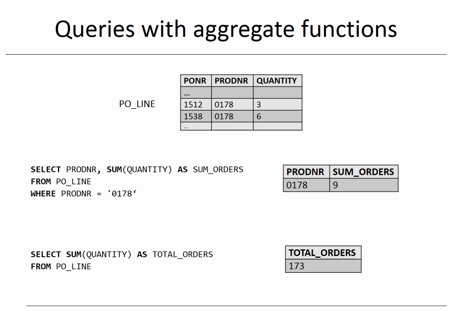The query SELECT product number, SUM(quantity) AS sum orders FROM PO line WHERE product number equals 178 selects the product number and sum of the quantities of all PO line tuples of which the product number equals 178. The result of this sum is 9, which equals 3 plus 6, as you can see illustrated. The query SELECT SUM(quantity) AS total orders FROM PO line simply adds up all the quantities of the PO line table, which results in 173.